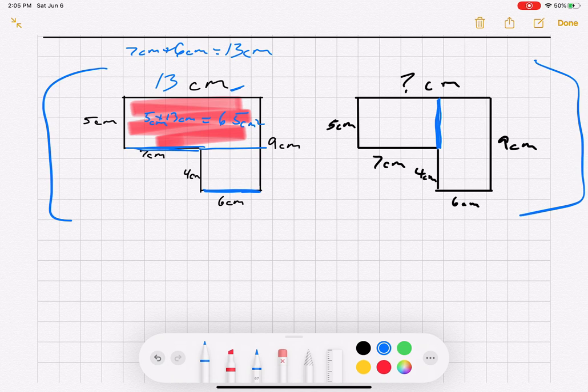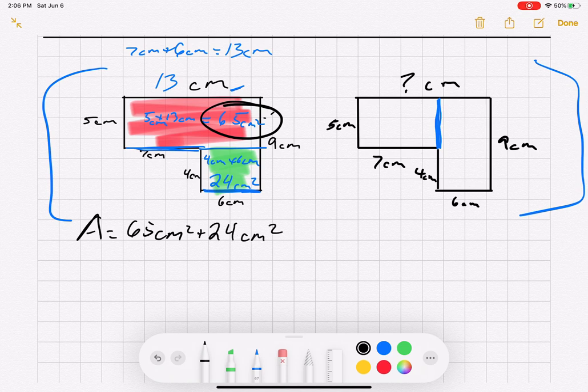Okay, now I'm going to find out my other area here. It's green. Okay, and now I have 4 centimeters times 6 centimeters equals 24 centimeters squared. And now I can put it back together, right? So I have 65 centimeters squared plus 24 centimeters squared, which is 89 centimeters squared.